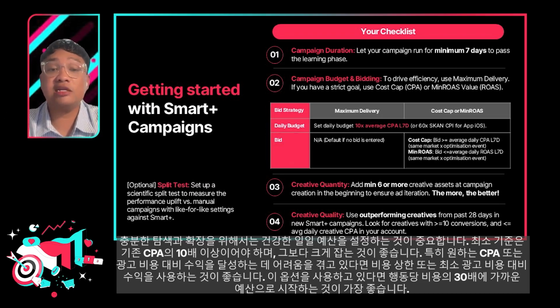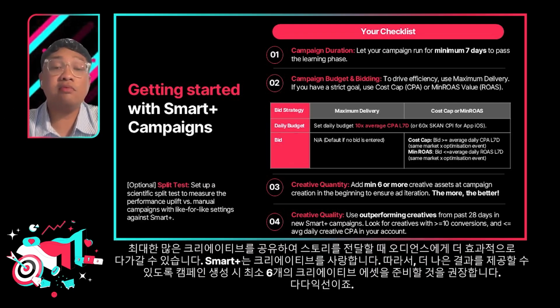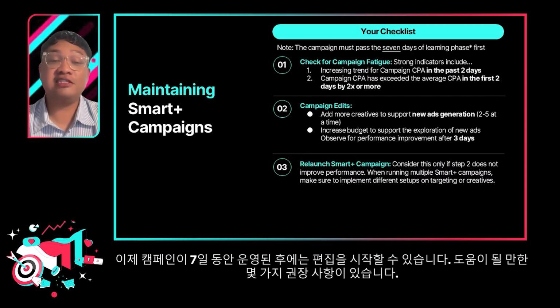If you're particularly struggling to get the CPA or ROAS you want, we highly recommend using cost cap or minimum ROAS. If you're using this option, it may be best to start with a budget closer to 30 times your cost per action. We can better reach your audience when you share as many creatives as possible to tell your story. Smart Plus loves creatives, so we recommend at least 6 creative assets at campaign creation to help us better deliver for you. The more, the better. Now, after your campaigns have run for 7 days, you may want to start to edit them.